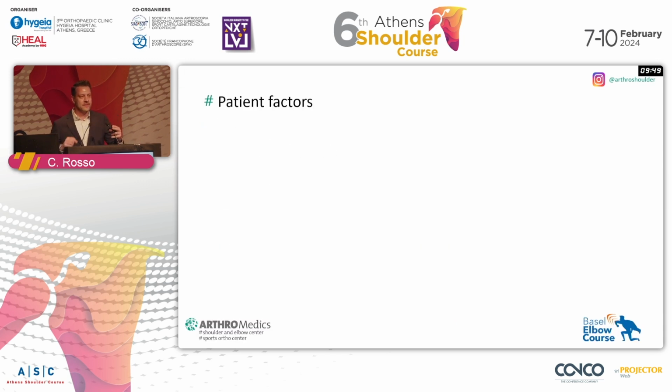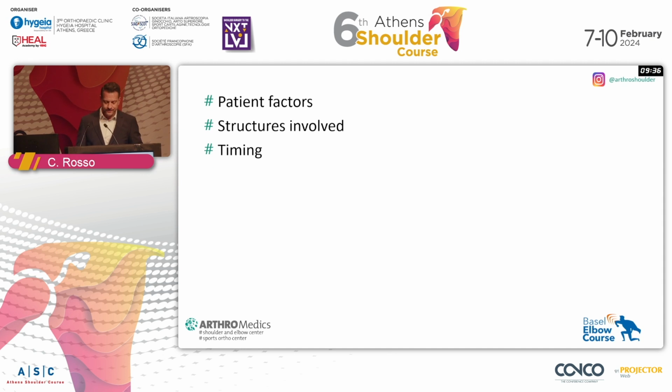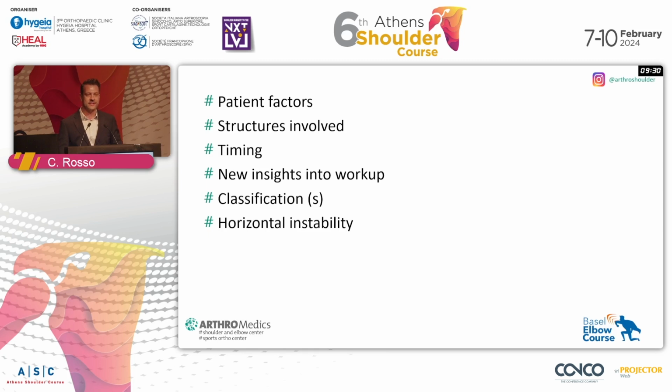I will talk about what is important to know on AC joint injuries. I think most of it Felix already said, about patient factors and then structures involved. We need to know about the timing, and we need to know about new insights into the workup. That's new studies that came up, and then classifications including horizontal instability.